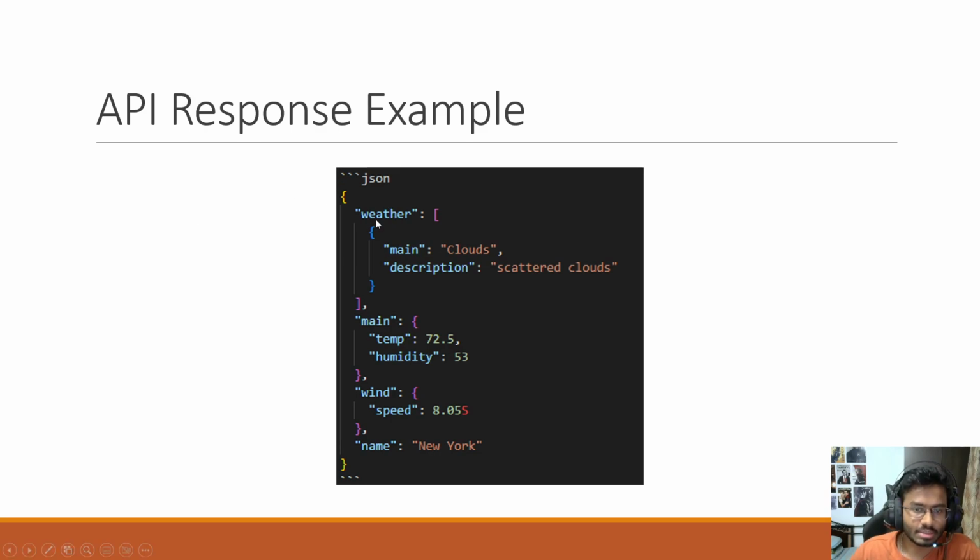So here you can see the weather. Suppose weather is the key, so what are the values of the weather? There is an array, and the description and the main that it's given out. So weather is cloudy, and description is scattered clouds. Similarly, temperature is the key. What's the value? Temperature is 72.5, humidity 53. Similarly wind, and so on. So we get nested keys and values inside the system.